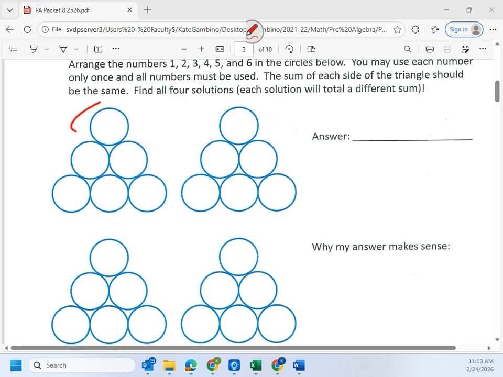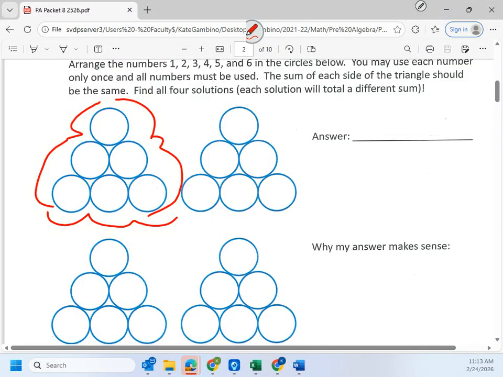So if I add these 3 circles together, and then I add these 3 circles together, and I add these 3 circles together, they're all going to equal the same amount. So this wouldn't be an answer, but if you had all 3 numbers here, they would equal 3. So then you add these 3 numbers together, they would equal 3. And you add these 3 numbers together, they would equal 3. Obviously that won't work because of the numbers that we have to use. But there are 4 different totals that work. Show me those combinations. Why your answer makes sense? Well, you filled them in.